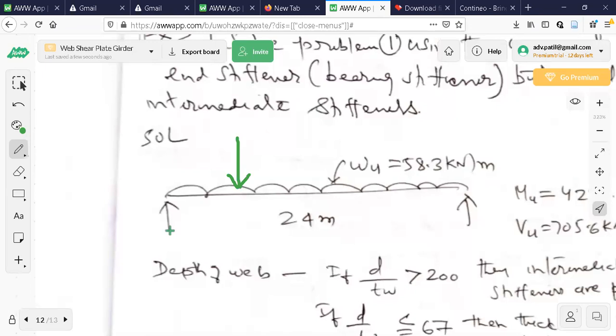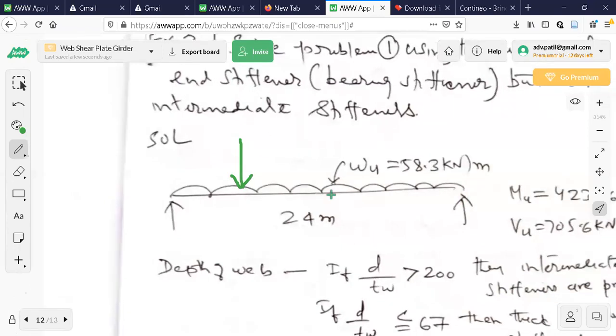Sometimes if the UDL itself is heavy, that time also we need stiffeners. That is, span is more, UDL is more, no point loads. There also I need intermediate stiffeners. But normally, for this type of loading, wherever point loads are there, I need stiffeners. If the stiffener is provided for the reactions, it is an end stiffener or bearing stiffener. If the stiffener is provided elsewhere inside, it is an intermediate stiffener. That is how you should understand all this. So I think by now we should be able to design a plate girder properly.